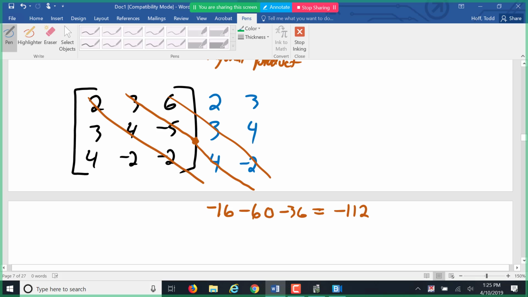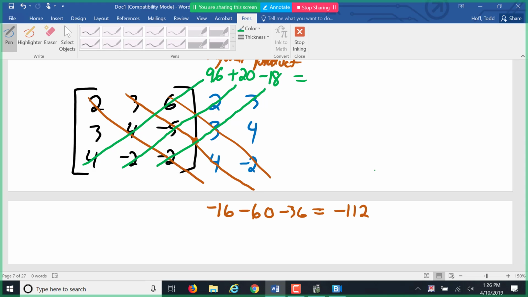Now I do my up diagonal products. Start with the first element of the bottom row. 4 times 4 is 16. Times 6 is 96. I start with the second element of the bottom row. Negative 2 times negative 5 is positive 10. Times 2 is positive 20. Then I start with the third element of the bottom row. Negative 2 times 3 is negative 6. Times 3 is negative 18. And we'll add those all together.